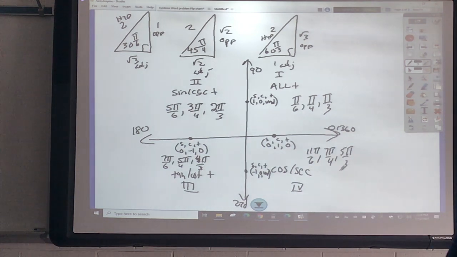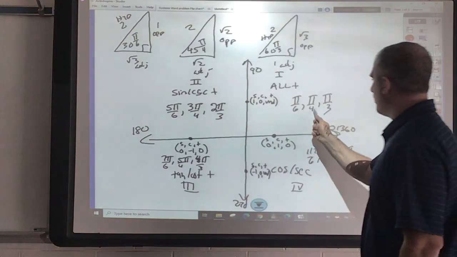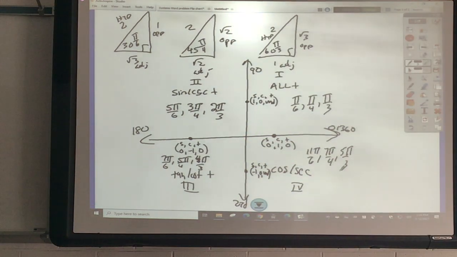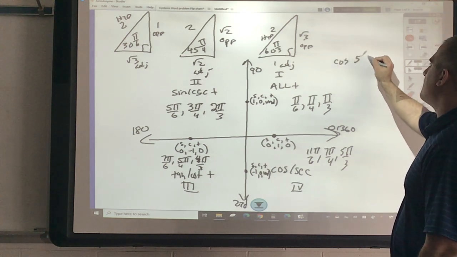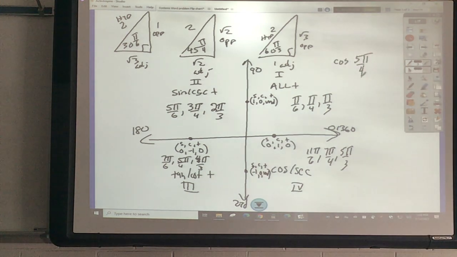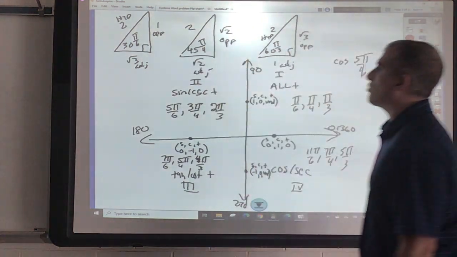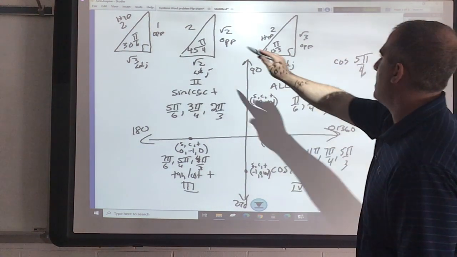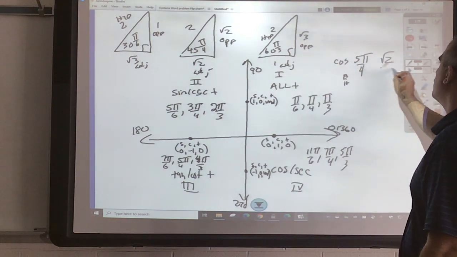Now, the big thing for you to be able to do is look at the bottom number of your fraction, and that takes you to the appropriate triangle. For instance, if I asked you to find the cosine of 5 pi over 4, you might say, Mr. Evans, do I have to make that into a degree? No. Since it's a 4, it has to be this triangle here. All of them go back to that triangle. So I would do that as adjacent over hypotenuse, which is square root of 2 over 2.